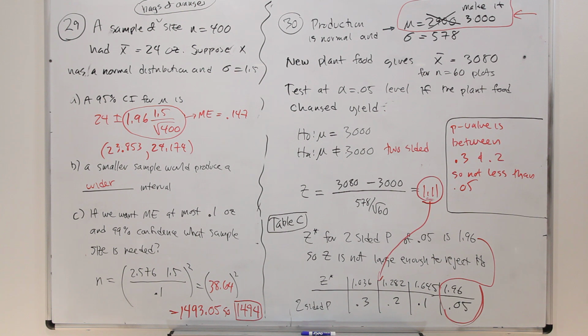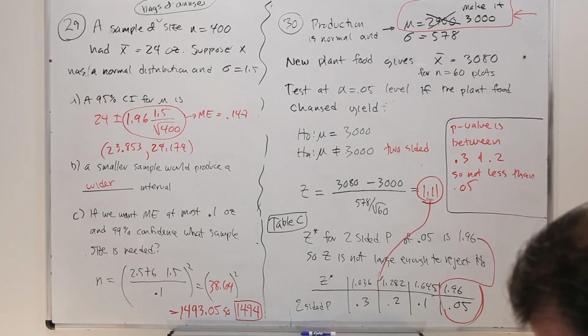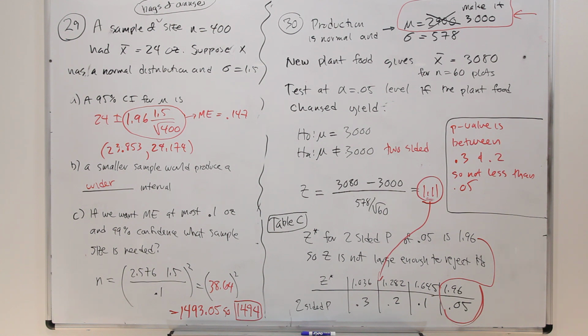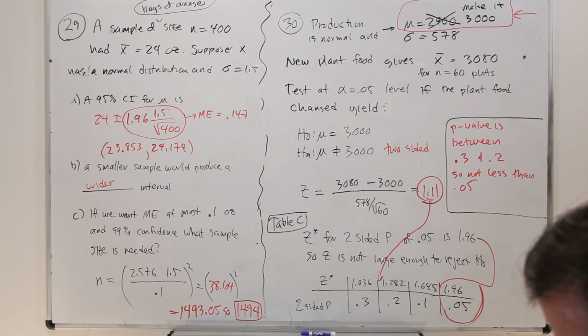So things are starting to get more interesting. I'm on number 29. A sample of size n equal 400 of bags of oranges showed an average weight of 24 ounces. Suppose those weights x had a normal distribution and that sigma was 1.5. Part A says, give a 95% confidence interval for the mean orange weight.